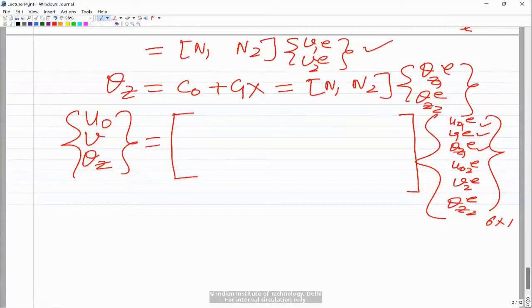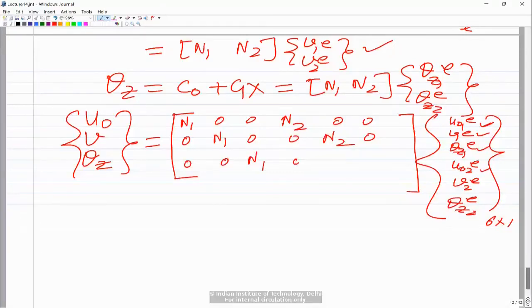Now I want to write u naught. So u naught is simply N1 into u naught 1e plus N2 into u naught 2e. Here u naught 1e is the first variable and u naught 2e is the fourth variable. So this N1 and N2 have to be written at the first and fourth locations. The other terms will be 0. Then v is nothing but N1 into v1e plus N2 into v2e, and that is at locations 2 and 5. So we put N1 and N2 at locations 2 and 5, and we get this 0. And theta z is N1 into theta z1e plus N2 into theta z2e, and theta z1 is at location 3 and theta z2 is at location 6. So we put 0 0 N1 at the third location, and 0 0 N2 at the sixth location.